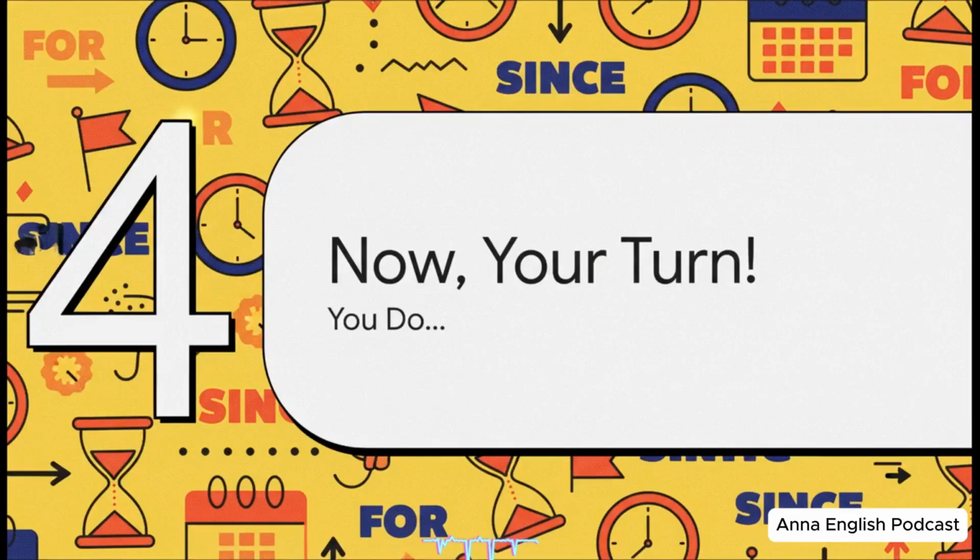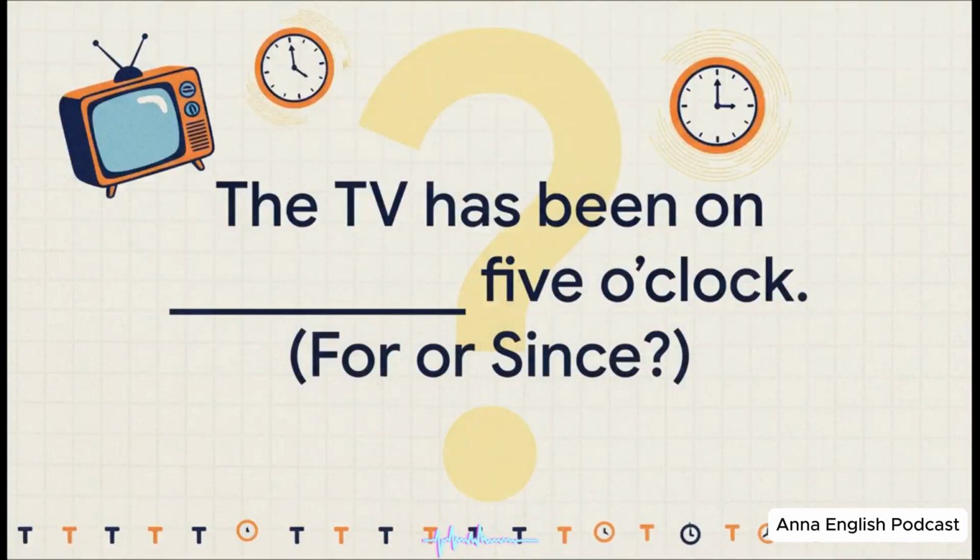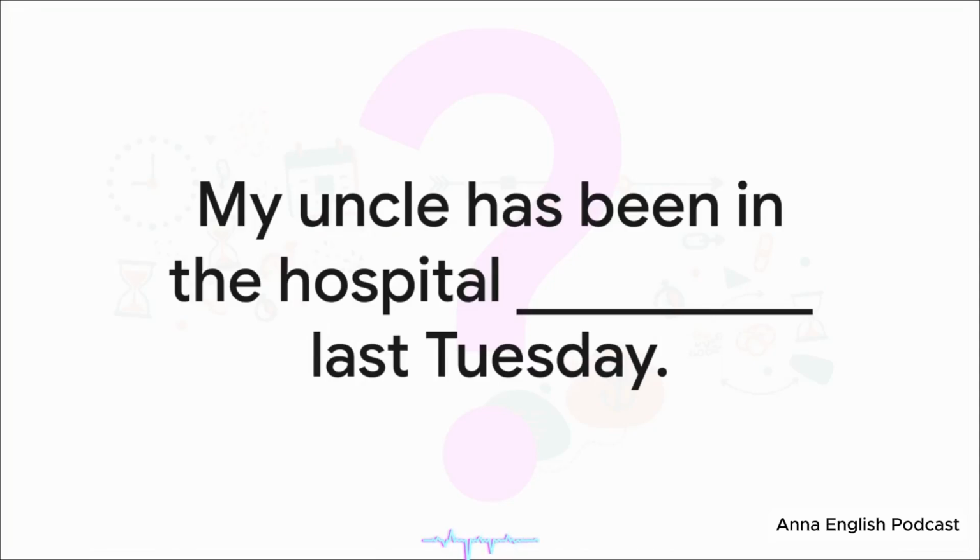Okay, we've done a few together. Now it's your time to shine. I'm going to show you 3 sentences, and you decide, is it for or is it since? Ready? First one up. It has been raining, blank, a long time. Think about it. Is that a duration or a starting point? Okay, next one. The TV has been on, blank, 5 o'clock. What's the answer here? And the last one for this round. My uncle has been in the hospital, blank, last Tuesday.